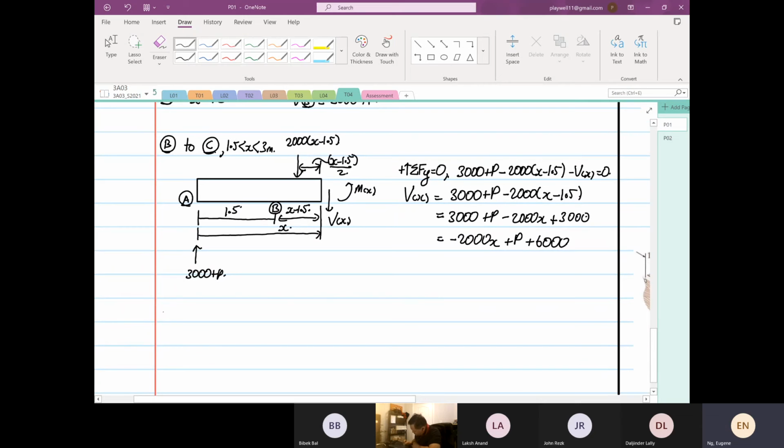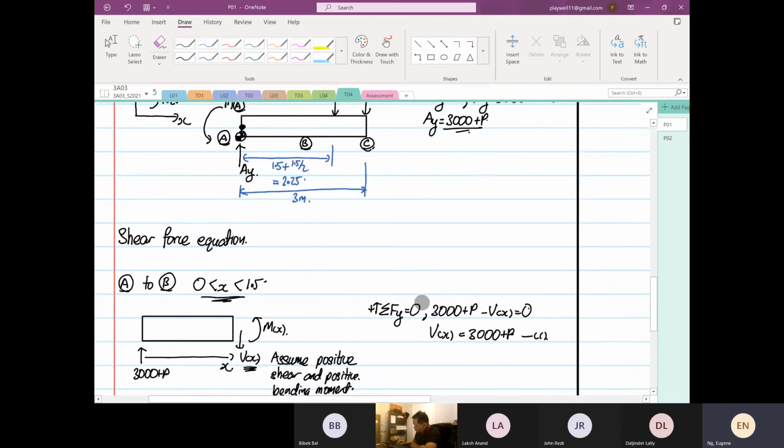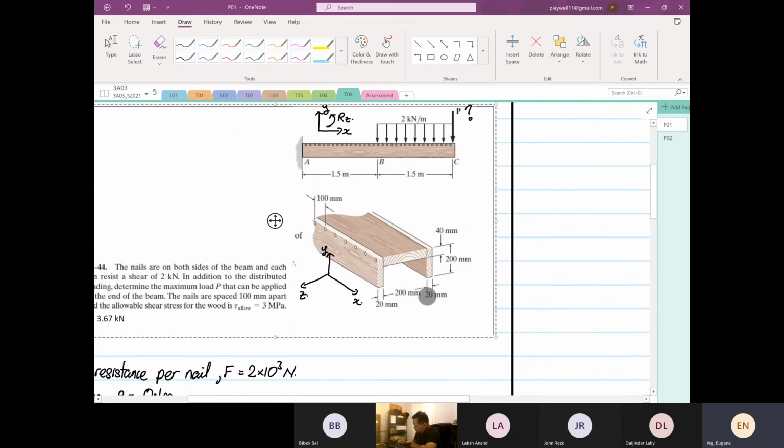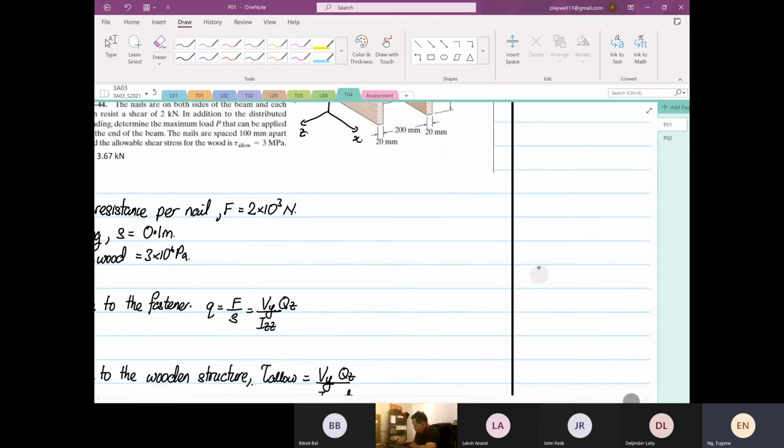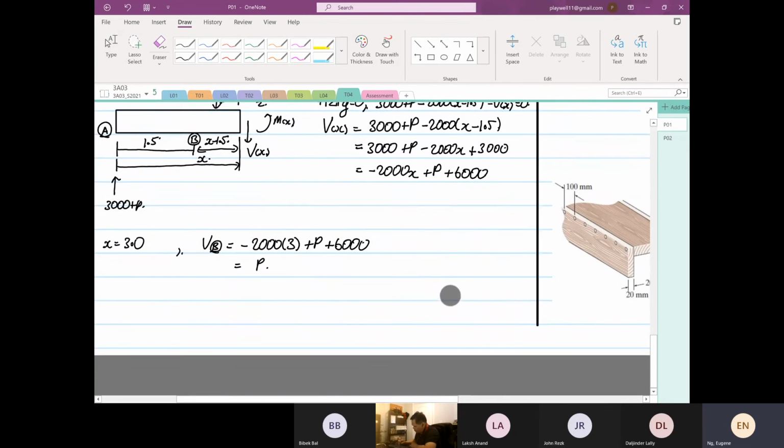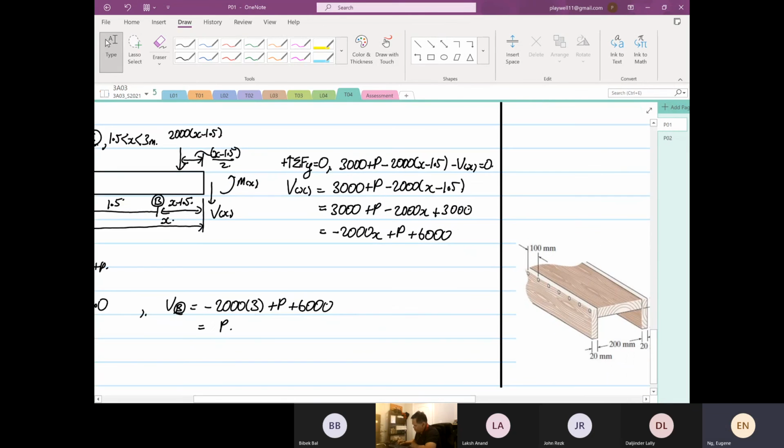So at point C, where x is equal to, oh sorry, it's equal to 3, not 1.3, okay, 3.0. What we have is V at point B is equal to minus 2000 multiplied by 3 plus P plus 6000. At the end, we're left with P at point B, which is true. If you look at our structure, it ends up at P down here. So from here, we can sketch out the shear force diagram.